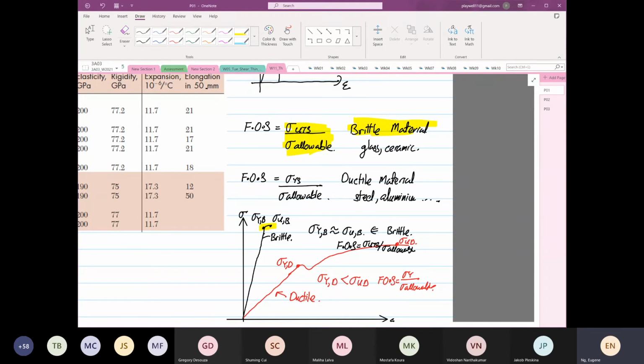Whereas the factor of safety for ductile material is the yield strength divided by the allowable. This is because we use the yield, not the ultimate, because there is quite a significant difference between the ultimate and the yield. So for a ductile material, if you use ultimate, you go into plastic deformation. So as an engineer, you should know when to use what. Okay, that one is clear.